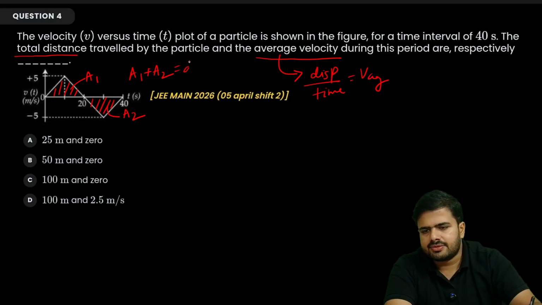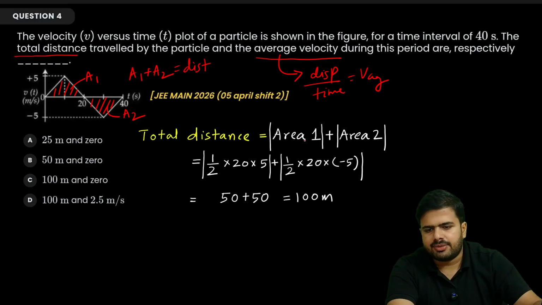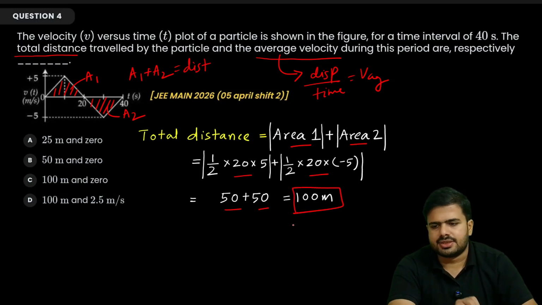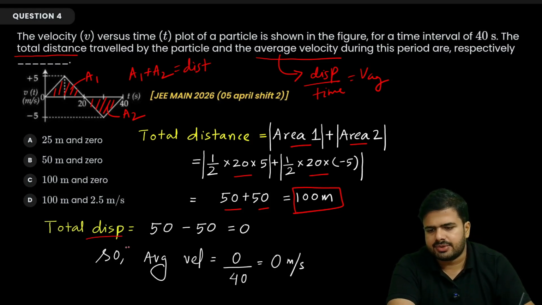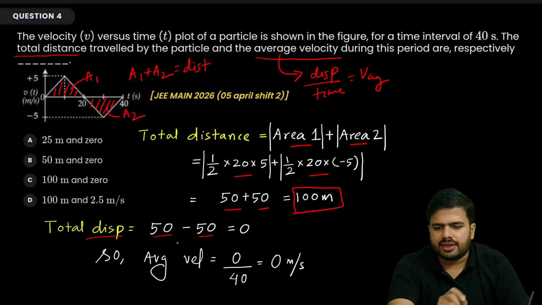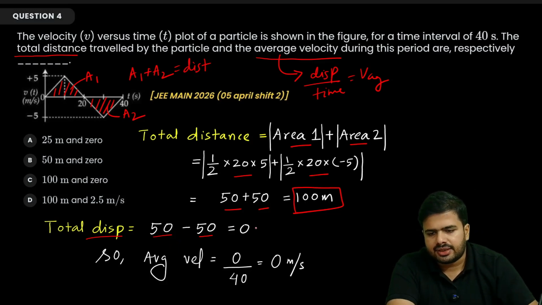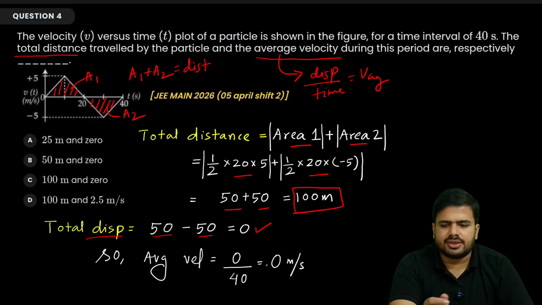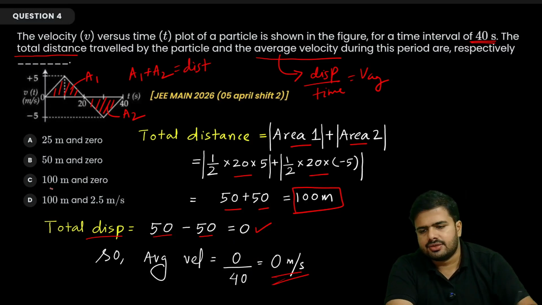So for finding distance we can simply add both the areas. So let's see. Here total distance we have calculated, area 1 plus area 2, substituting the values, we are getting 50 plus 50 as 100 meter is the distance here. Now similarly to find out the average velocity we need to find out displacement. So 50 minus 50 we have to do, positive area, negative area. So both area we have to subtract. While finding displacement, negative areas are subtracted. So we are getting 0 here as the displacement, and average velocity if you check, 0 by 40 because they have given the time as 40 seconds. So we are getting it as 0 meter per second.